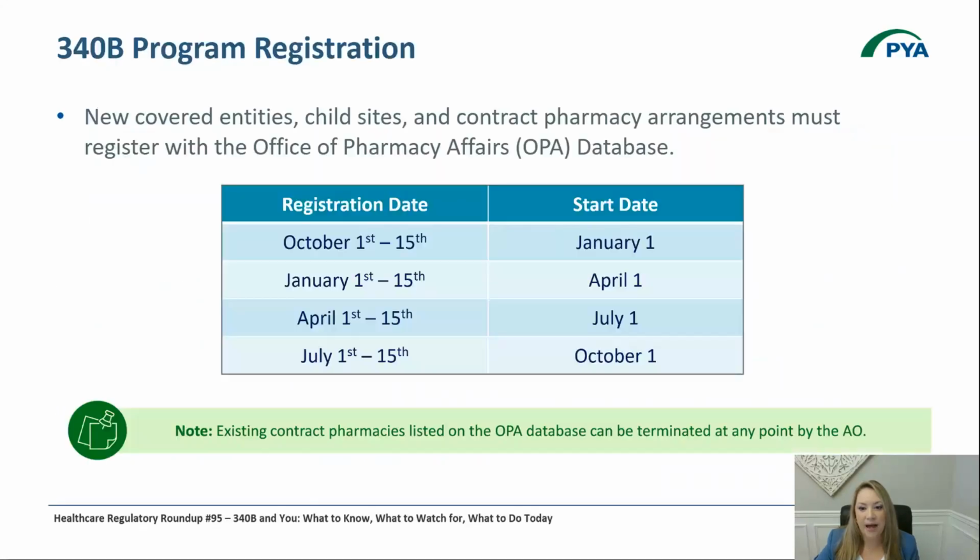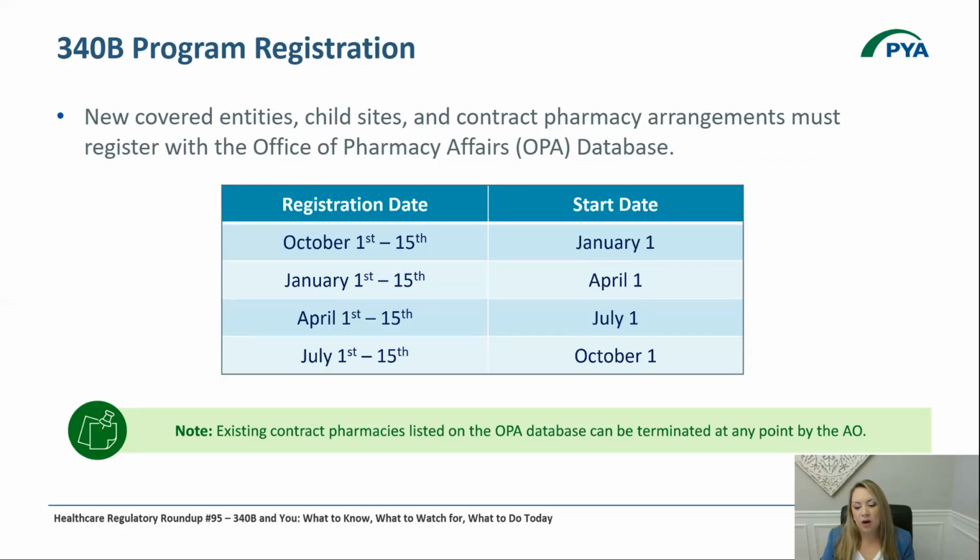I'm going to go back one slide. In terms of timing, if you are a new covered entity that is going to be joining the 340B program, or if you are looking to make changes to your existing registration, the way that you're listed on the OPA database, there are registration windows, and it's important to be mindful of these. This speaks to not only how to do that, but also the timing for those changes to go into effect. So the next registration window is coming up next month. It's July 1st through the 15th. Any changes made during that window would be effective October 1st.